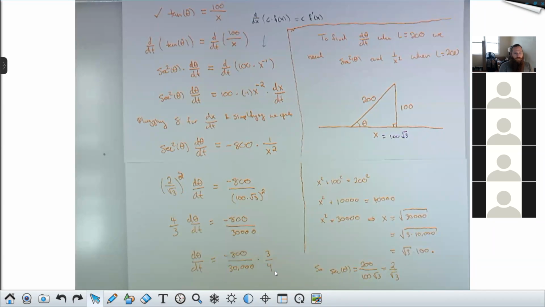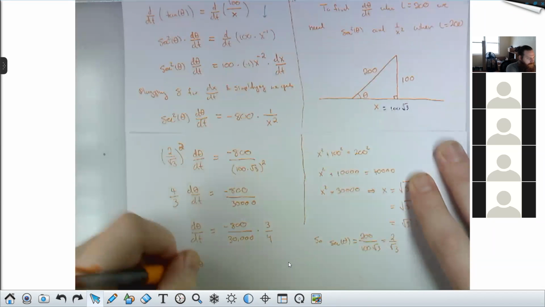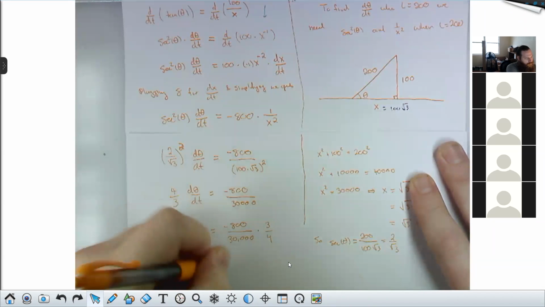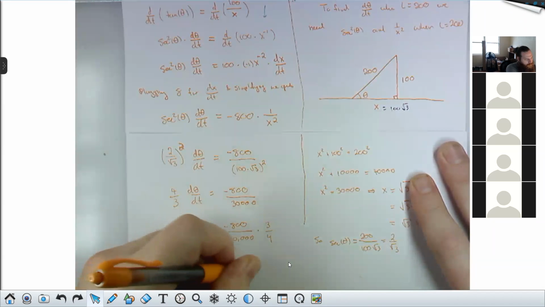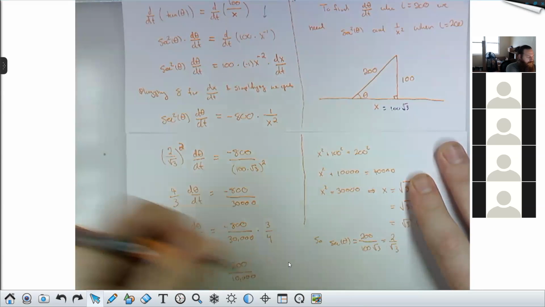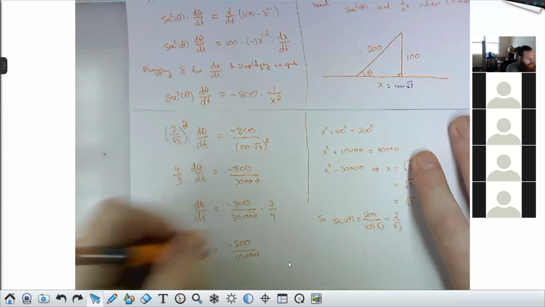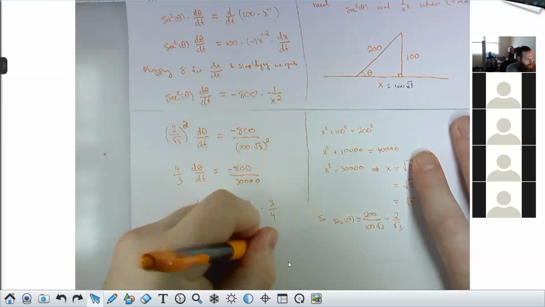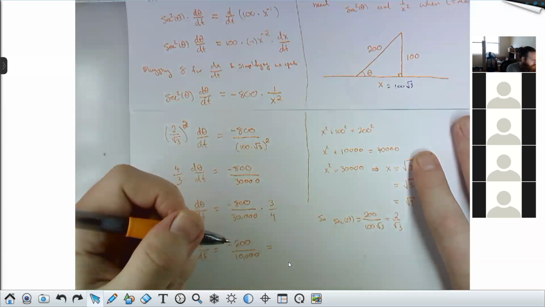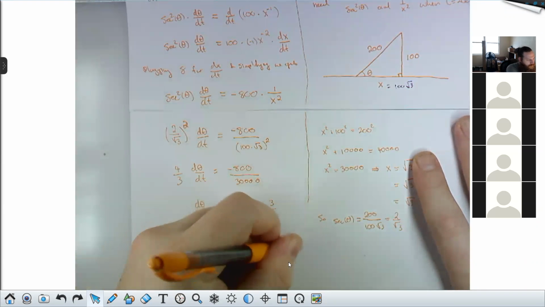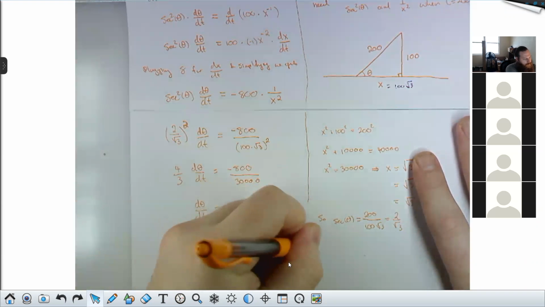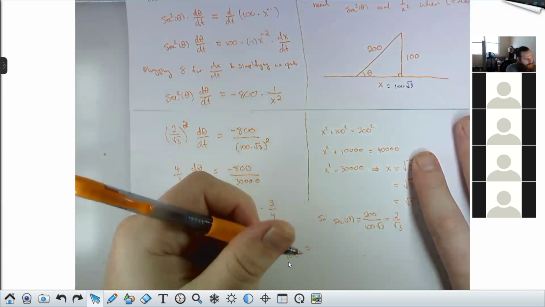800 divided by 4 is 200. 30,000 divided by 3 is 10,000. So finally I get d theta dt equals negative 200 over 10,000. And we can cancel several factors of 10, right? We can cancel 10 squared from this. So that is 20. Oh no, we can't cancel 2. Yeah, we can. That's going to be 2 over 100. Or we can even go further. We can cancel the 2 also, right? This is negative 1/50th.